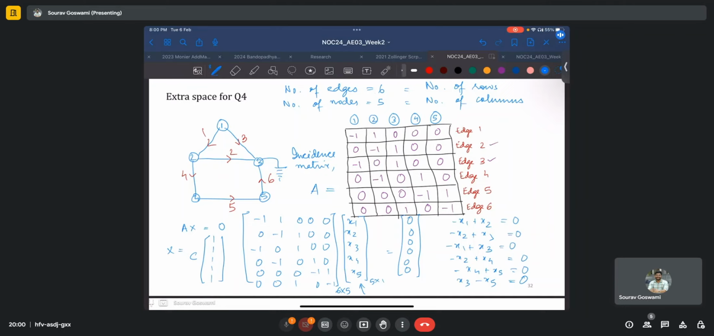Perhaps in more important terms, maybe this is beyond the scope of this current course, but A transpose Y equals 0 is in fact Kirchhoff's current law, or KCL as we usually refer to it. So this incidence matrix has many uses.